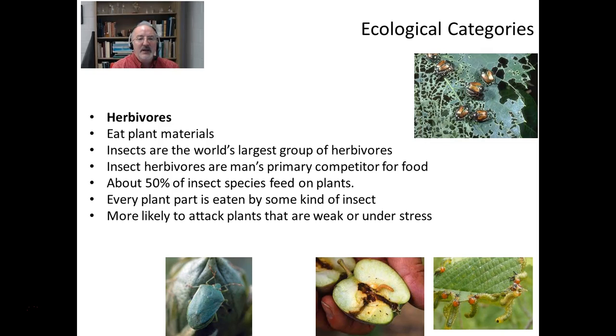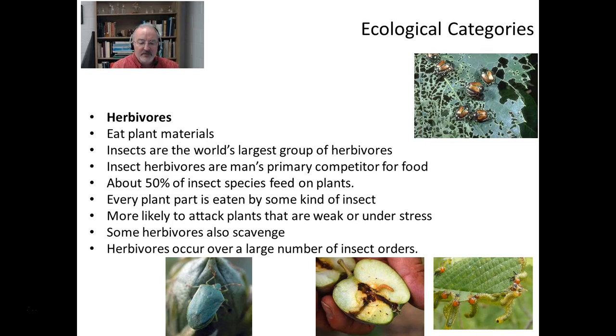They are more likely to attack plants that are weak or under stress, and we'll discuss that more as we talk about controlling pest populations. Some herbivores also scavenge, and herbivores occur over a large number of insect orders. Counterclockwise, we could see a stink bug feeding on a cotton boll. We could see a codling moth, which is a kind of caterpillar, feeding inside of an apple. We could see caterpillars feeding on a leaf. And finally, we see adult Japanese beetles defoliating a plant.